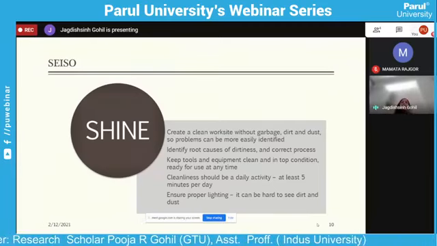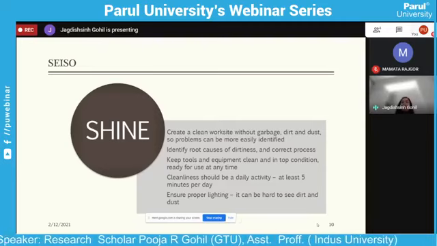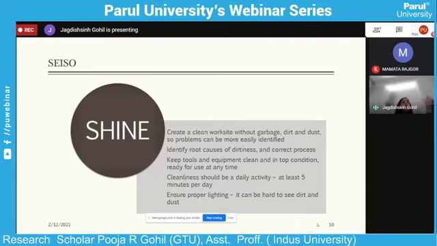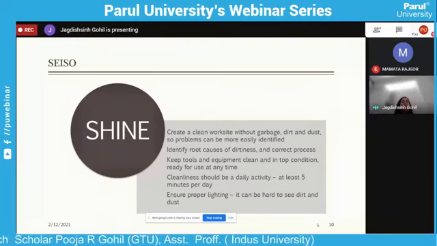It is said that if you keep your workplace clean, you can increase your efficiency, and it will help in creating a better environment for others too. Fine. So you should identify the root causes of why dirt or garbage occurs, and then correct your process so that you can reduce unwanted wastage.